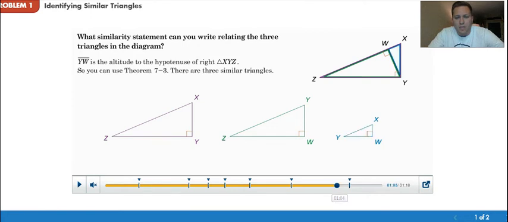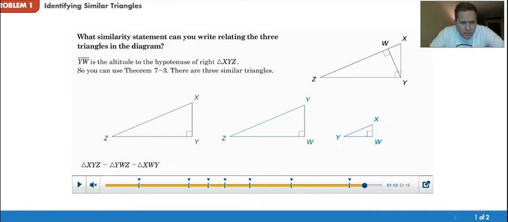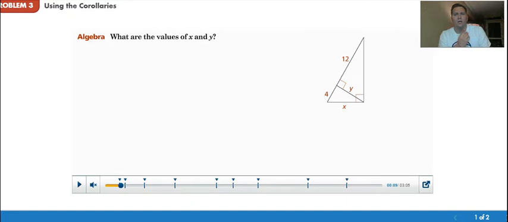So my similarity statement would be right here. I have triangle XYZ. And then I have to have them match, be in the same spots. And remember, we do that little squiggly line right there. So it's going to be similar to triangle YWZ and similar to triangle XWY. Okay? So make sure that you have these 3 written down. I think that would be very helpful. And this would be my final answer right there. Cool. All right.